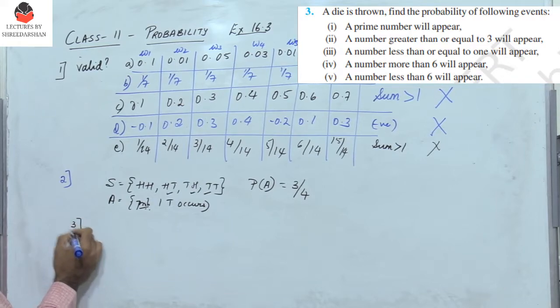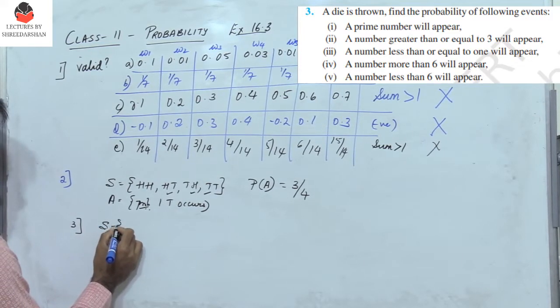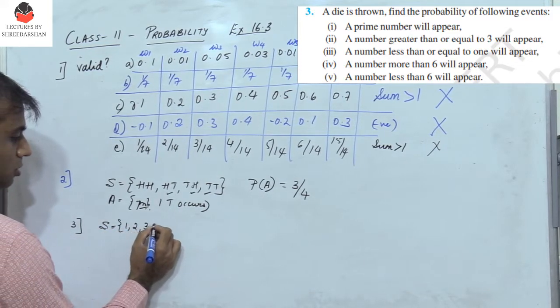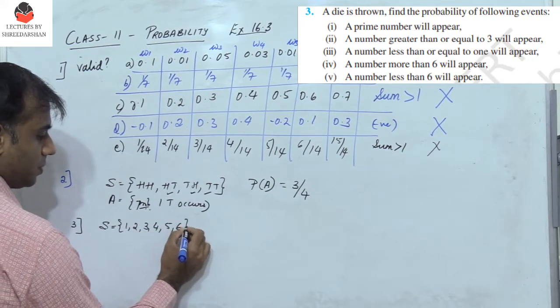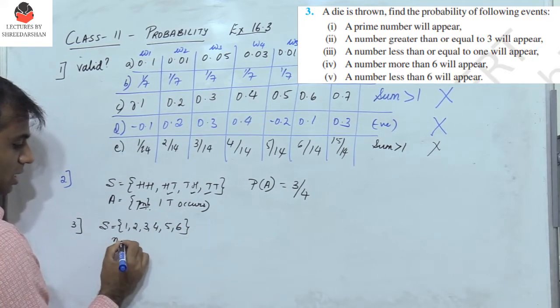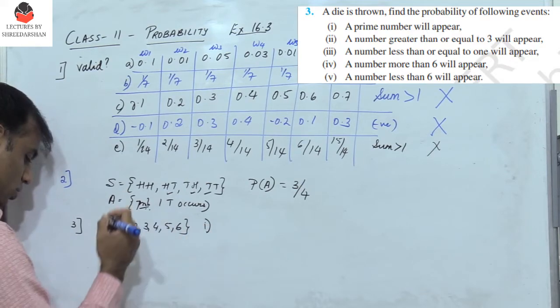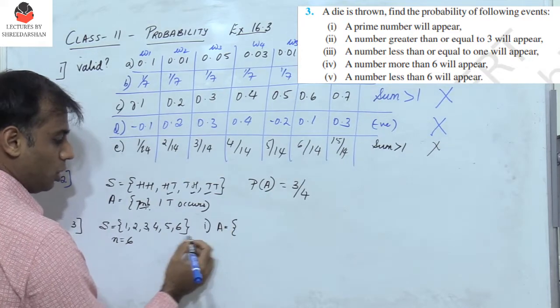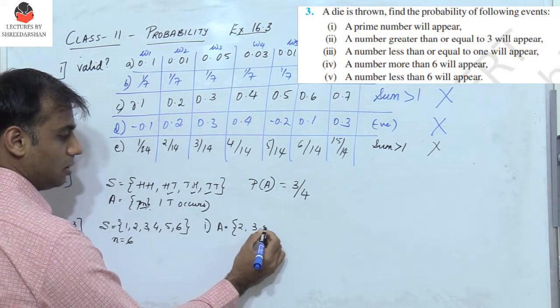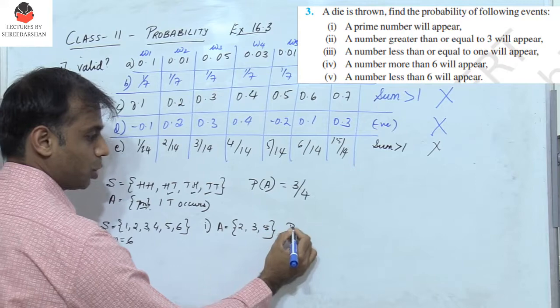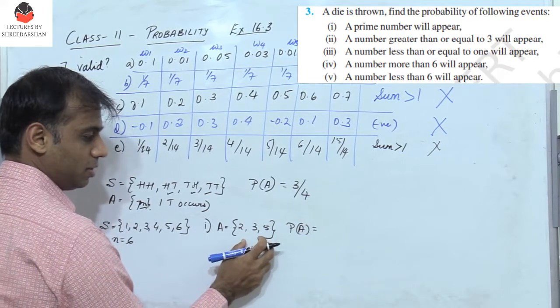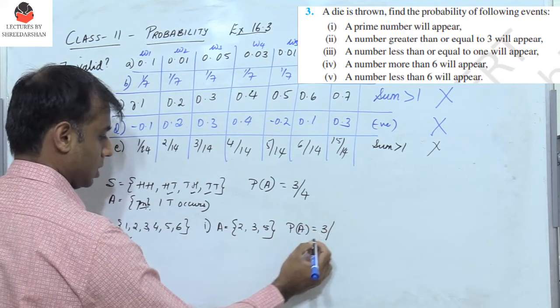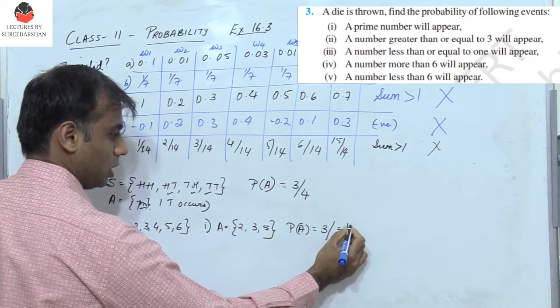The third one: a die is thrown. Find the probability of the first one, a prime number. So what is the sample space? The sample space is 1, 2, 3, 4, 5, 6. So the total number of outcomes is N equal to 6. Now the first one, we are getting a prime number. Let me call that event A. So what are the primes? 2, 3 and 5. So the probability of A is the number of favorable events, 3, divided by 6. So it is 1 by 2.